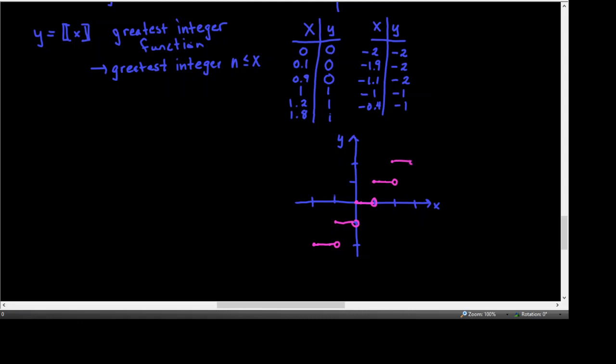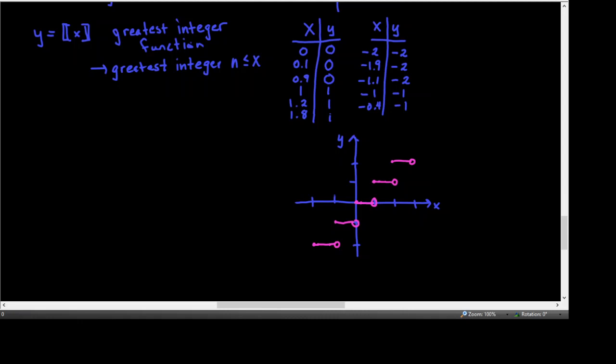Solid dot on the left end of it, open circle on the right end of each. And if you imagine it, that looks like a stairway, right? You could step on those, hence the name step function. Okay, so let's see how we deal with this for limits.